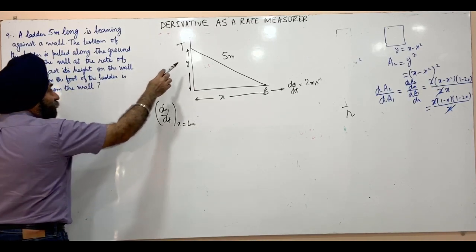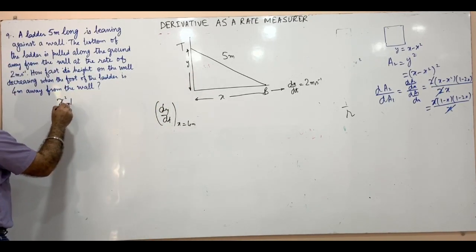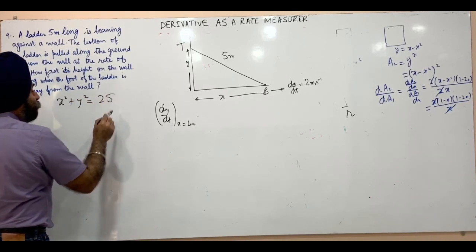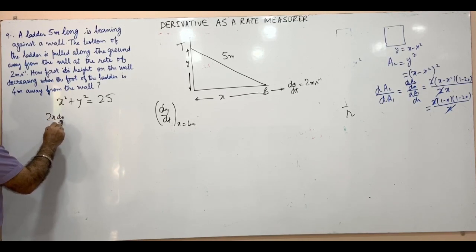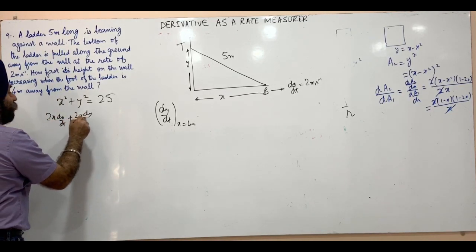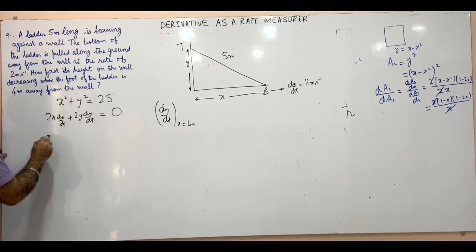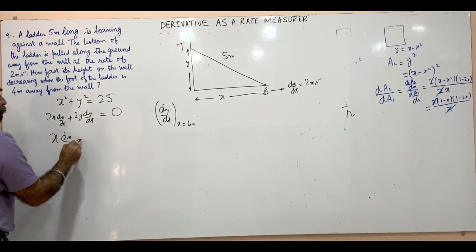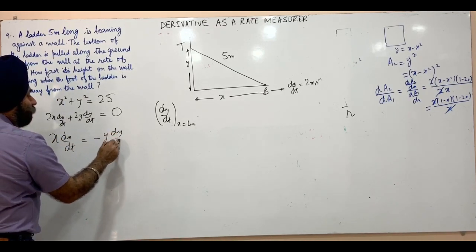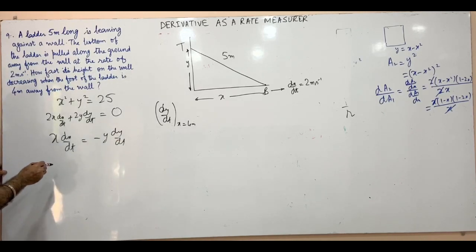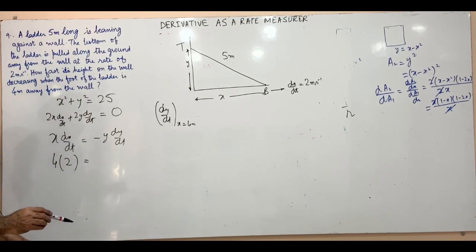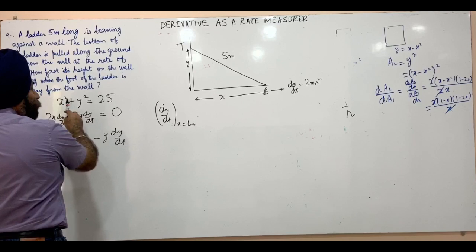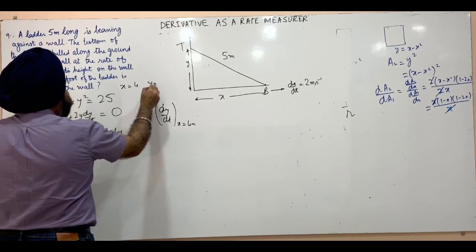We can use Pythagoras theorem. x squared plus y squared is 5 squared, that is 25. Differentiating both sides, 2x into dx by dt plus 2y into dy by dt is 0. x dx by dt is minus y dy by dt. Substituting values, x is given 4, dx by dt is given 2. When x is 4, using Pythagoras theorem, we get y equal to 3.